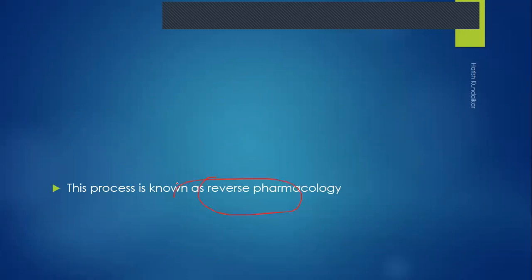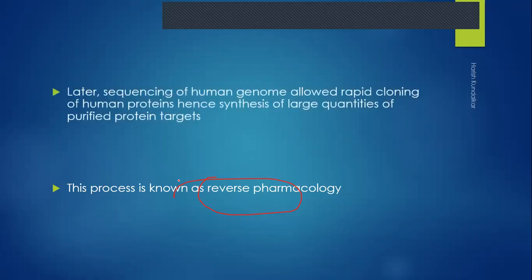This process is called reverse pharmacology. Later on, we know that the human genome has been sequenced. In the 2000s, they started sequencing the human genome under the Human Genome Project, and that project is now complete. We know of all the genes and all the proteins that are produced in the human body, right? That project has allowed rapid cloning of human proteins and hence the synthesis of large quantities of purified protein targets. So this has further enhanced reverse pharmacology.